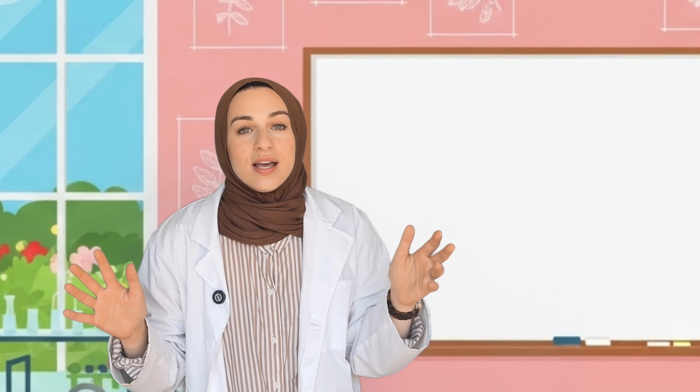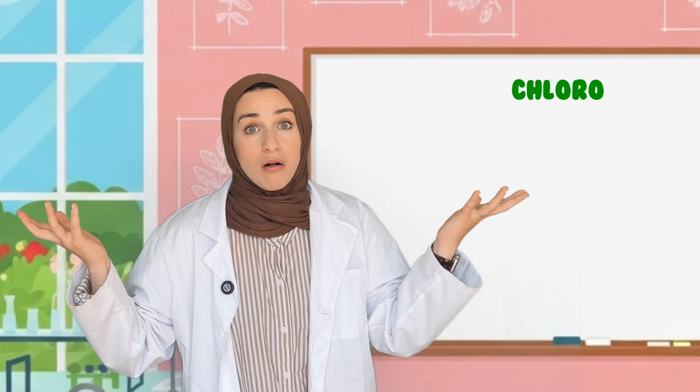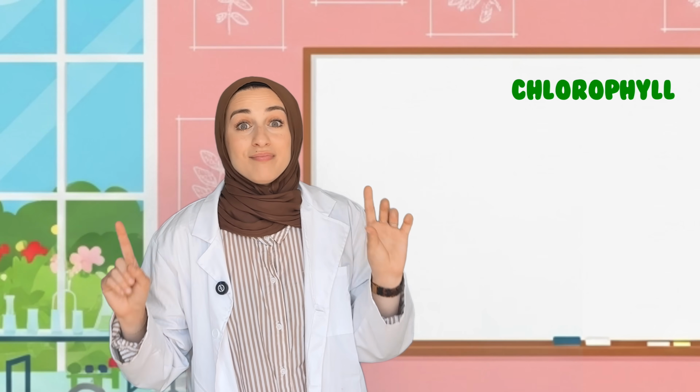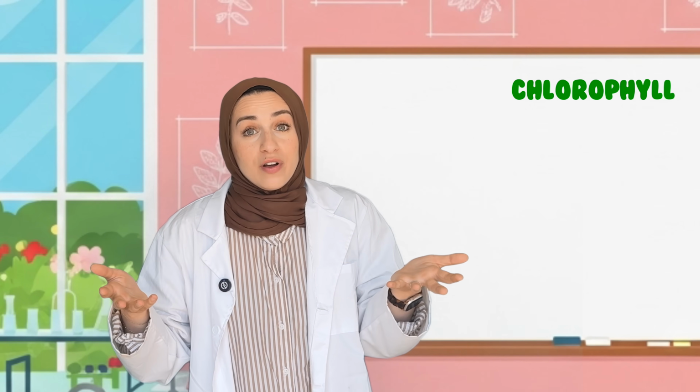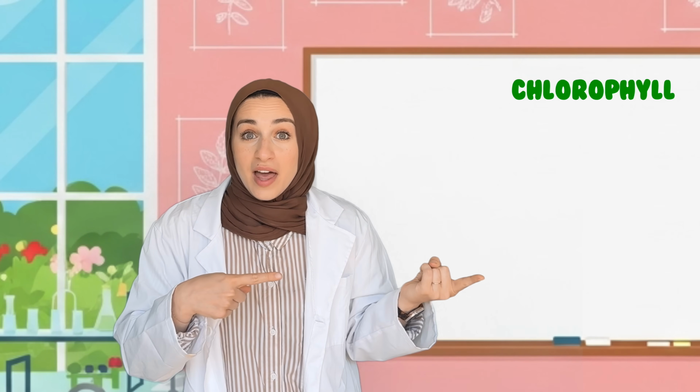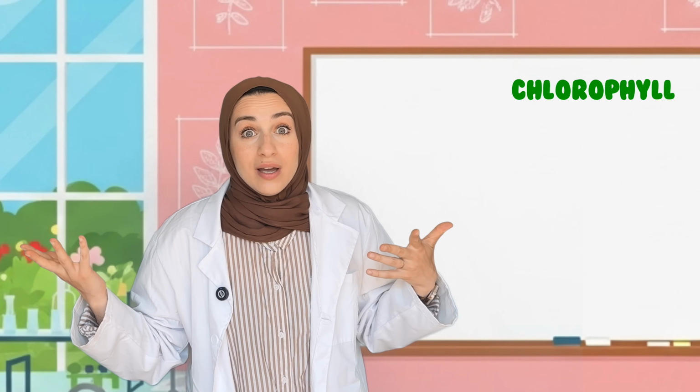Subhanallah. This process is called photosynthesis. Yes. That's a big word, but here's what it really means. Okay, listen carefully. Inside the leaves, there's a special part called chlorophyll. And chlorophyll is what makes the leaves green. But that's not all. Chlorophyll also helps the leaves catch sunlight. And with that sunlight, it can make its own food.